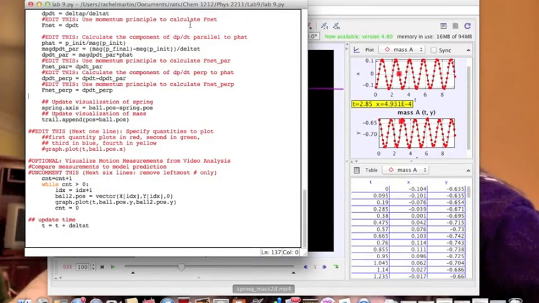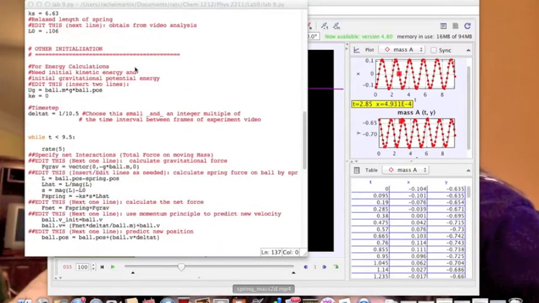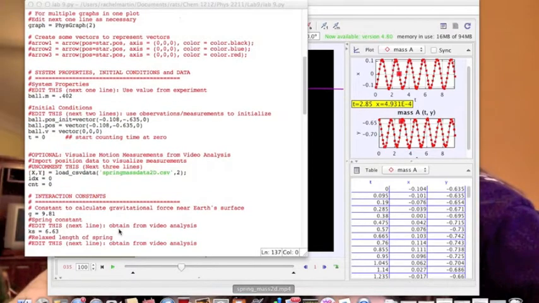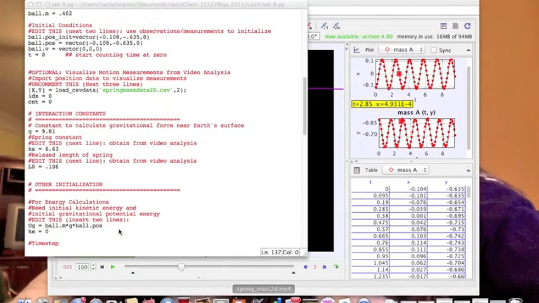To create the computational model, I first edited the initial conditions. I set the ball's mass equal to 0.402 kilograms, which is given by the problem. I set the ball's initial position to the values given by Tracker, and the ball's initial velocity was 0 because it started at rest. I then set the gravitational constant equal to 9.81, and I found the spring constant using Hooke's law. And then I found the initial stretch based on my Tracker data.